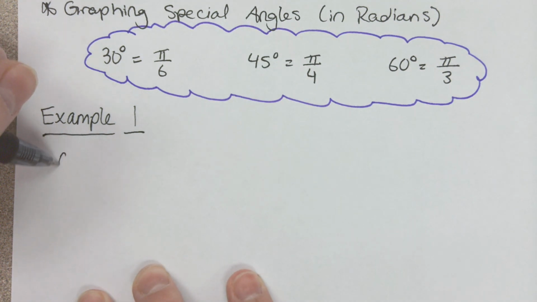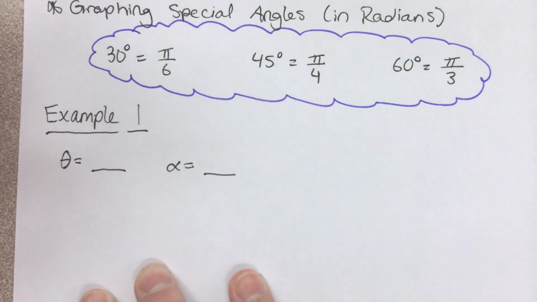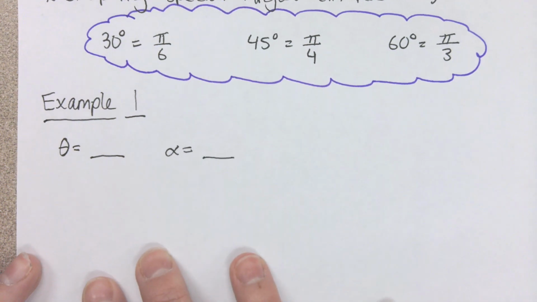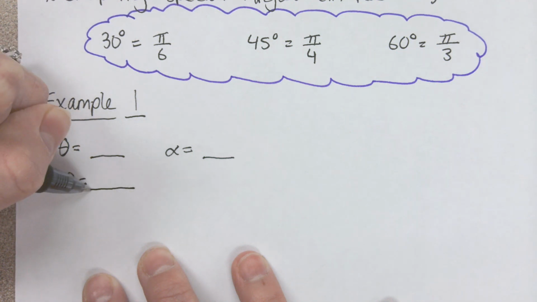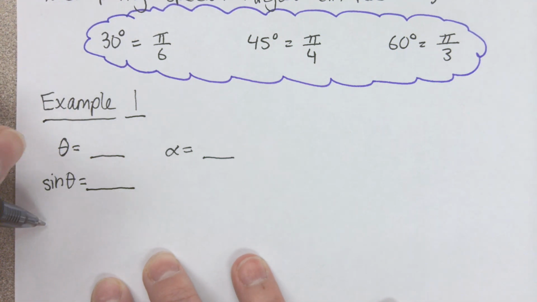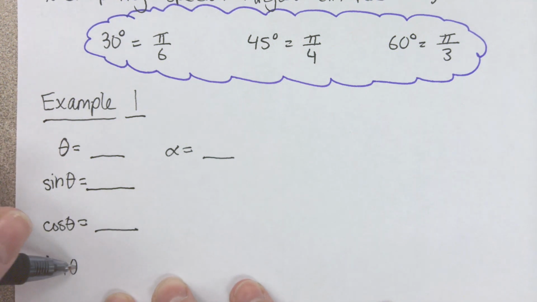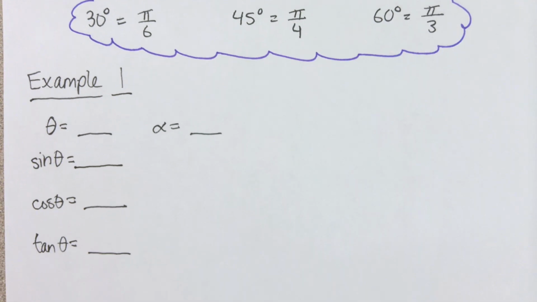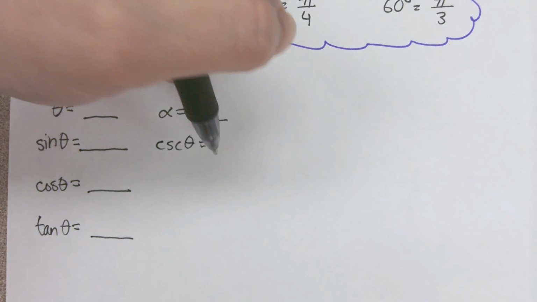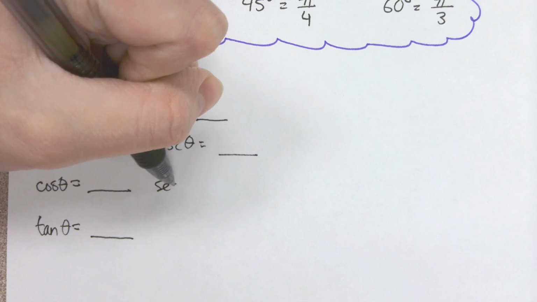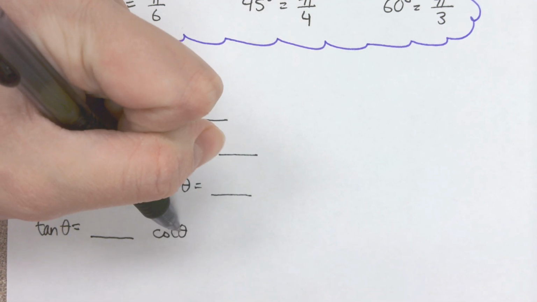First, let's set up our blanks. Theta equals, alpha equals, and we have our trig functions. The main three going down, we have sine, cosine, and tangent. And the reciprocals, cosecant, secant, and cotangent.